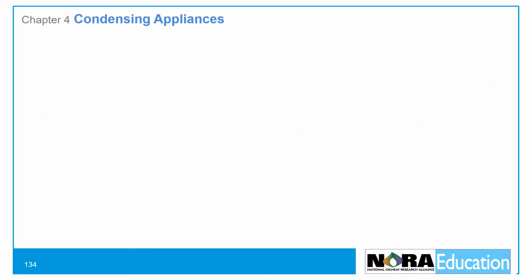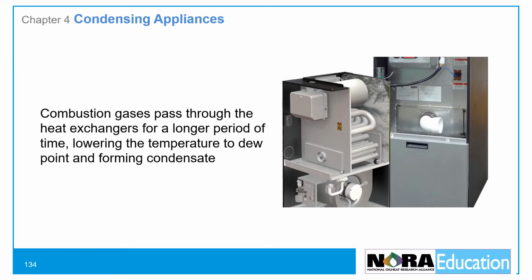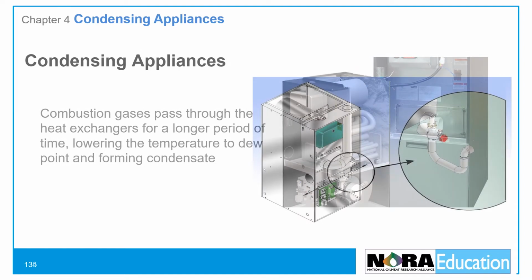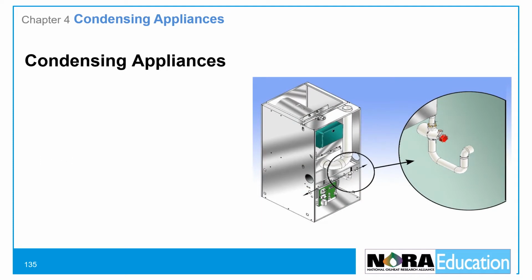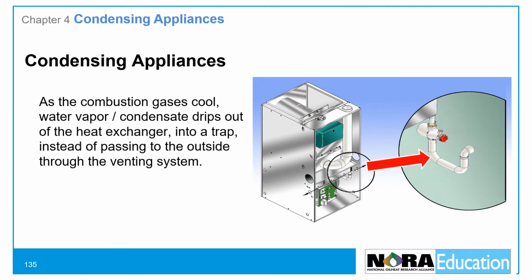In a non-condensing appliance, water vapor, one of the byproducts of combustion, travels through the appliance and escapes through the venting system to the outside atmosphere where it cools and condenses. In a condensing appliance, the flue gases pass through the heat exchanger for a longer period of time, allowing the appliance to absorb more heat. These gases condensate in the appliance as they cool. Water vapor drips out of the heat exchanger into a trap instead of passing to the outside through the venting system.